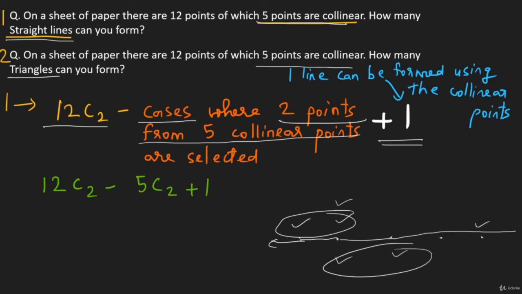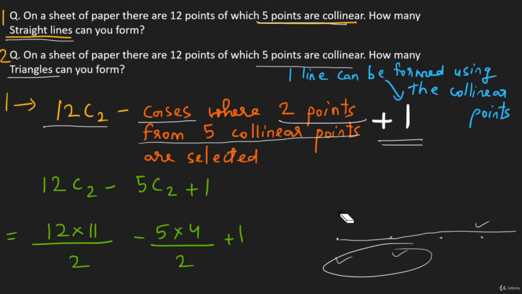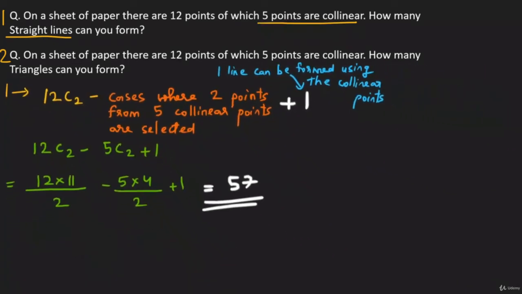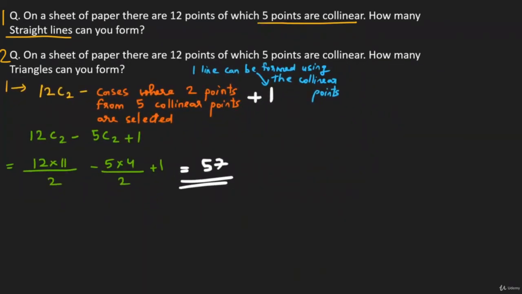What is 12C2? That's 12 into 11 by 2. What is 5C2? It's 5 into 4 by 2, right? Therefore, the answer is 12 into 11 by 2 minus 5 into 4 by 2 plus 1, right? And what's that equal to? This is equal to 57, which is your answer. All right. Now, let us keep this aside and we'll do the second part of this question.